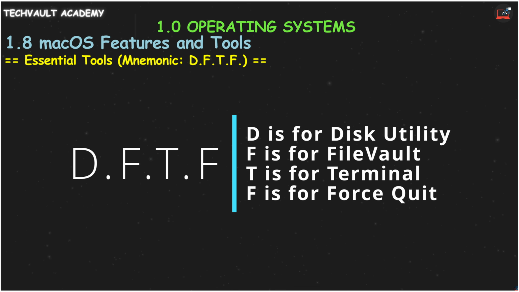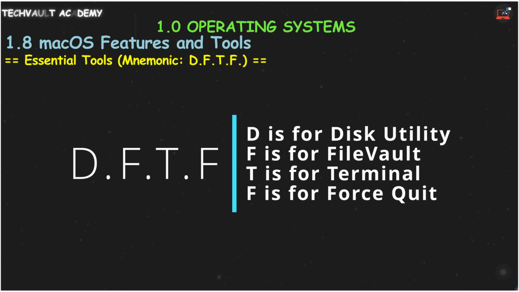T is for Terminal, the macOS command line interface. And the second F is for Force Quit. If an app freezes, press Command, Option, Escape to open the Force Quit menu and shut it down. That covers the critical details for this objective.